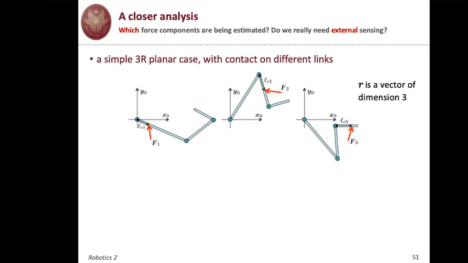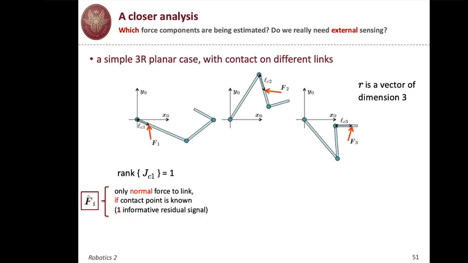So the Jacobian is, in this case, a 2 by 3 matrix, because it's a planar case, and we are all interested in objects that live on the plane. So it's a 2 by 3 matrix, but with the second and third column equal to 0. So in this case, the rank of JC1 is only 1, and you can only estimate one component of the force if you know the contact point.